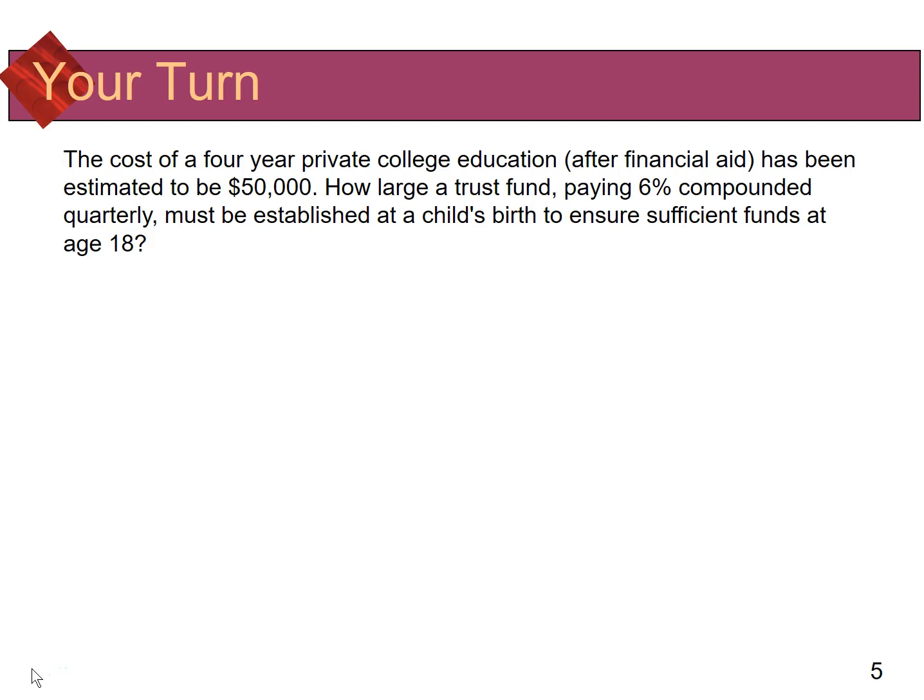So the problem reads, the cost of a 4-year private college education after financial aid has been estimated to be $50,000. How large a trust fund paying 6% interest compounded quarterly must be established at a child's birth to ensure sufficient funds at age 18? So basically, when this kid reaches 18, we want there to be $50,000 in this trust fund. So we want to make sure that we're putting it into this account, we're investing it, but how much do we need to start it with to make sure it's up to that amount?